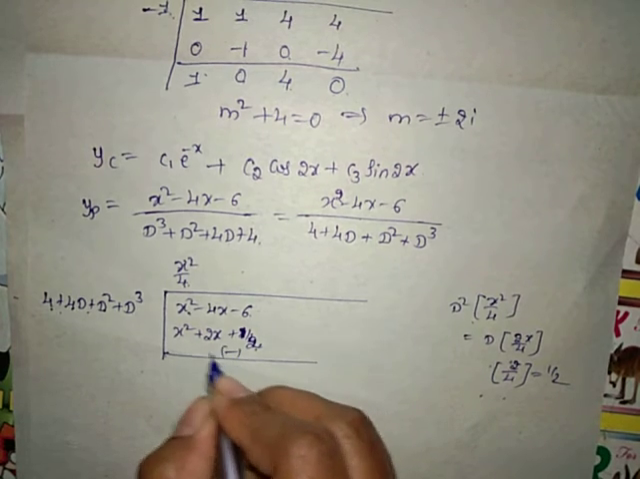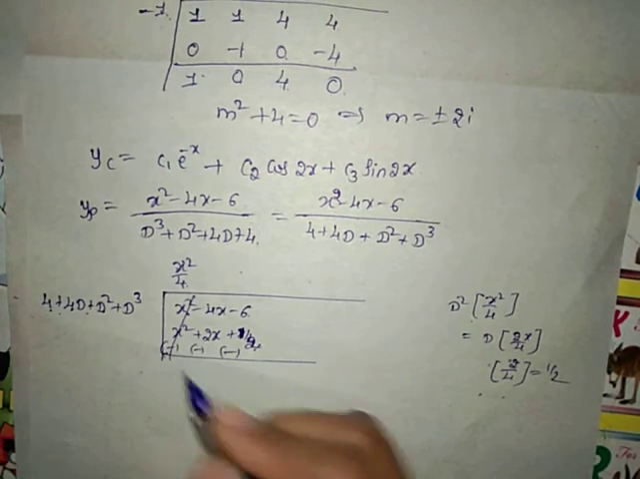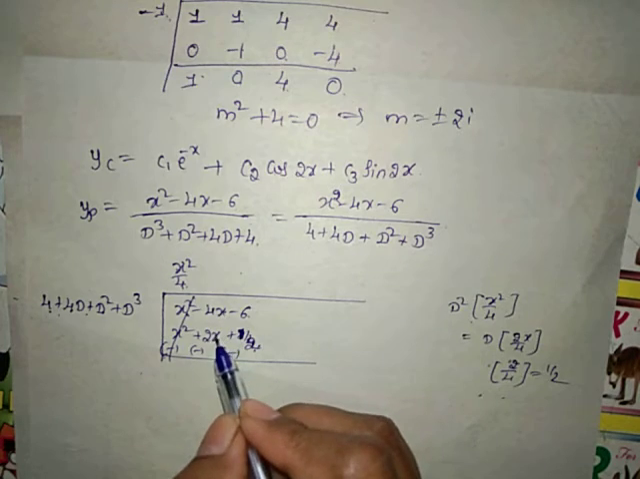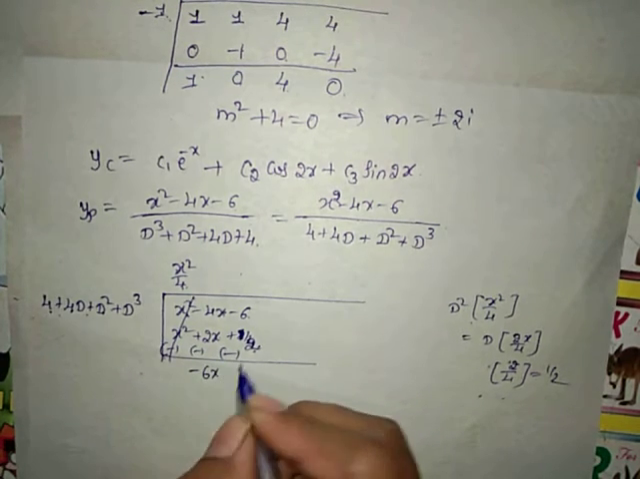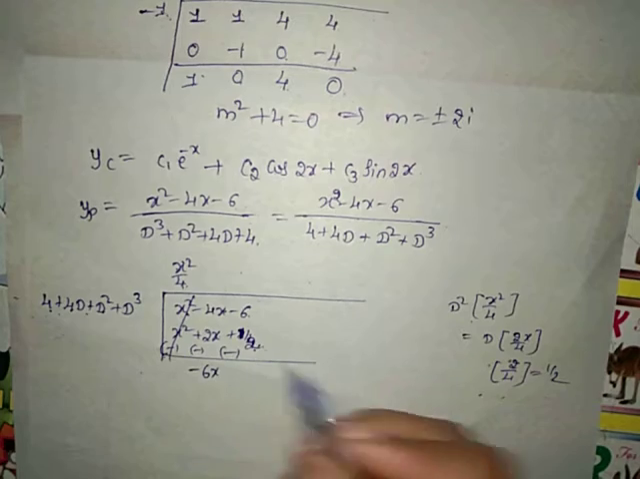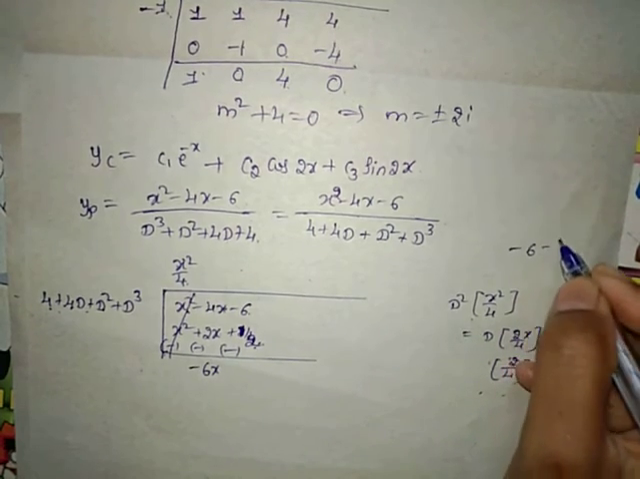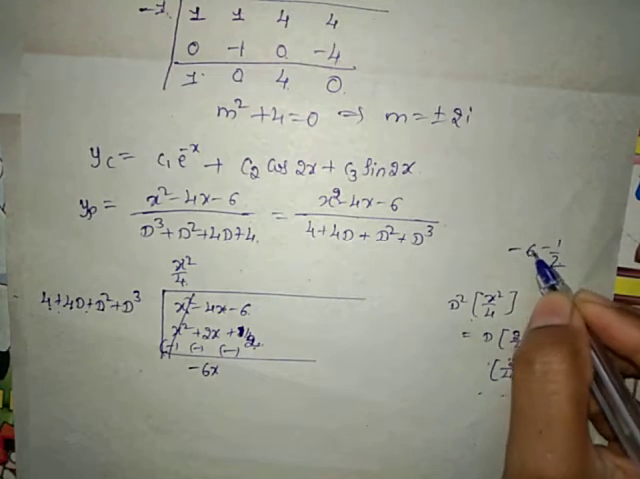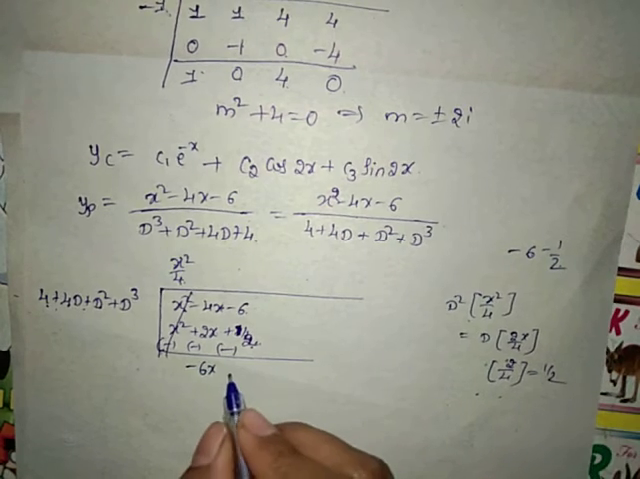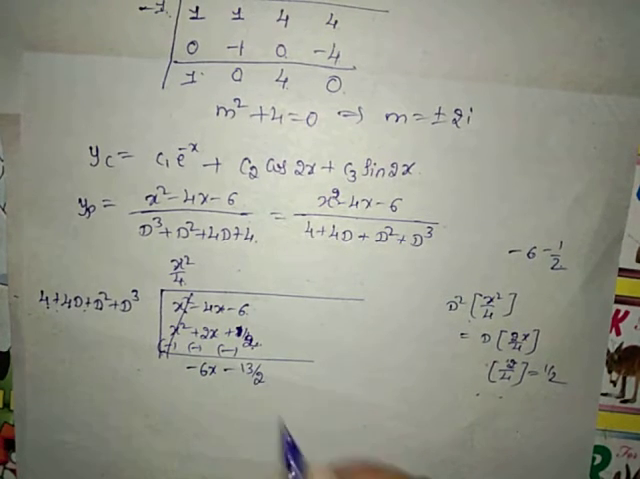Now reverse all the signs here. x square cancelled. Minus 4x minus 2x is minus 6x. Minus 6 minus 1 by 2. 6 2s are 12, 12 plus 1 is 13 by 2. So minus 13 by 2.